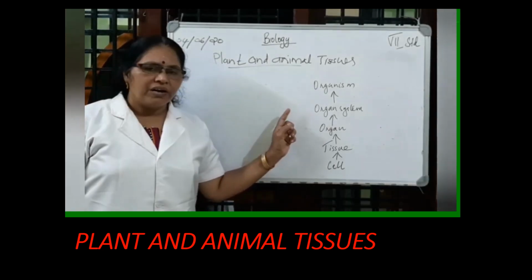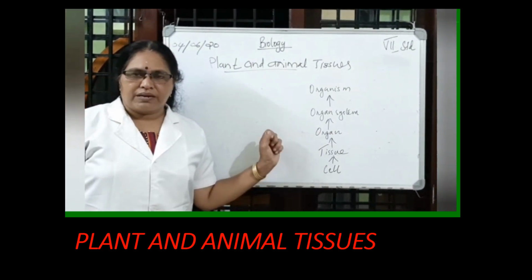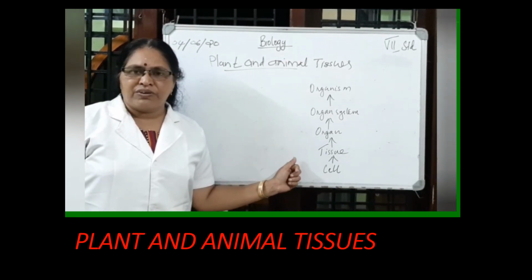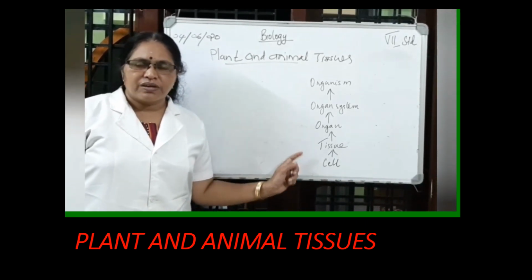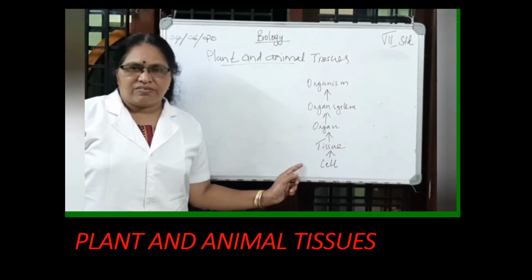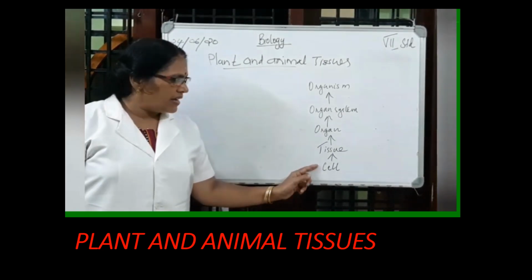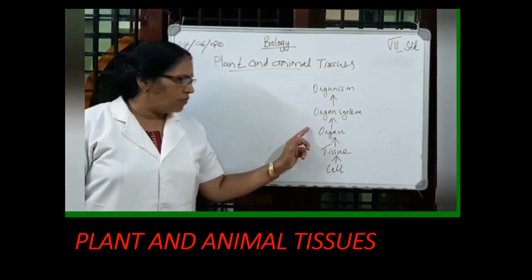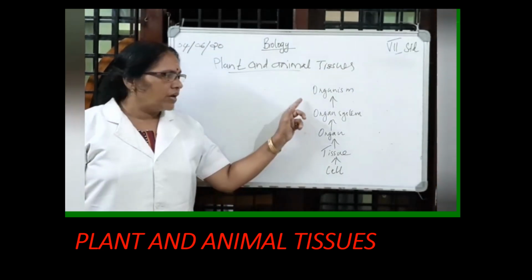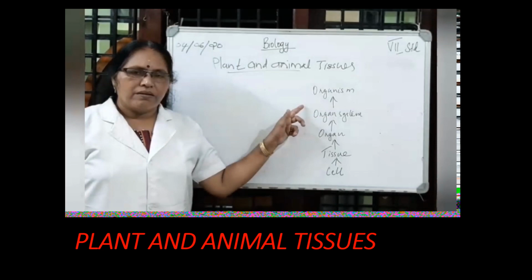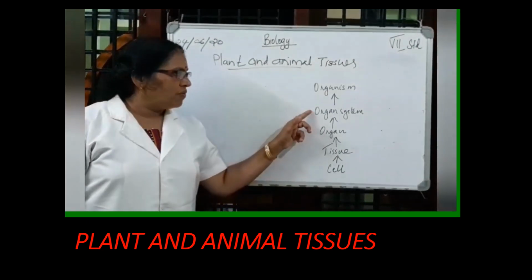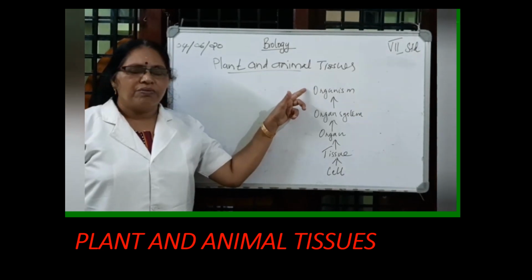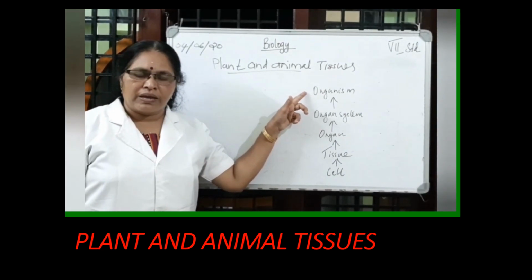And take one organ, the stomach. The stomach is made up of many types of tissues, and the tissues are made up of cells. So we can say the cells unite to form the tissues. Tissues unite to form the organs. Organs unite to form the organ systems, and the organ systems unite to form the body of an organism.